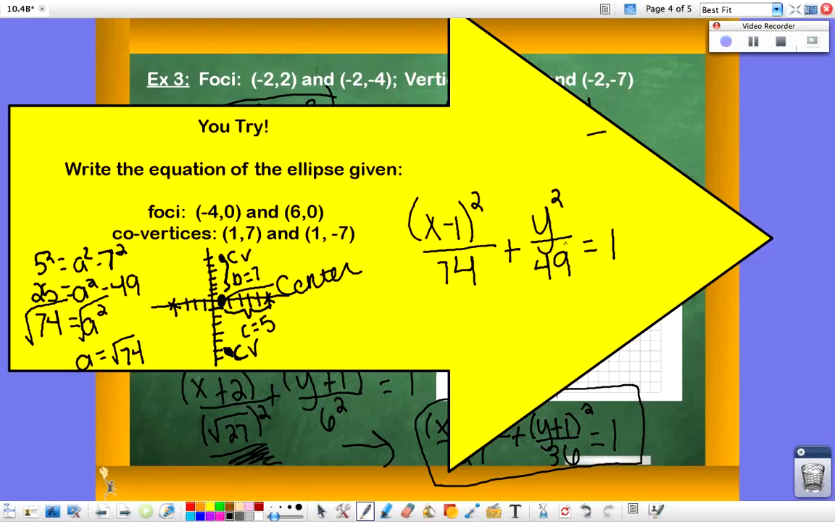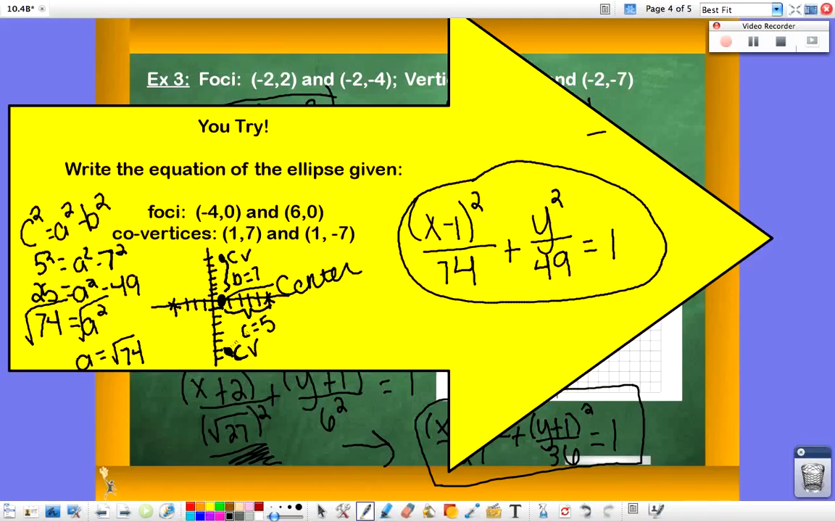Alright, let's check your answer. We ended up with x minus 1 quantity squared all over 74 plus y squared all over 49 equal to 1. Check your calculations over here on the side. We used the given information to find out that c was equal to 5 and that b was equal to 7. We used our interesting equation of c squared equals a squared minus b squared to help us find our a value, which was the square root of 74. It was a horizontal ellipse, so the bigger value of 74 ended up under the x value. If you have any questions, feel free to ask about them tomorrow in class.